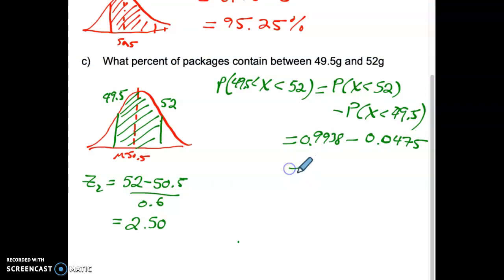And then if we actually do that subtraction, we get that our answer is 94.63%. Okay, so that's the probability of having between 52 and 49.5 grams in the packages of makeup.